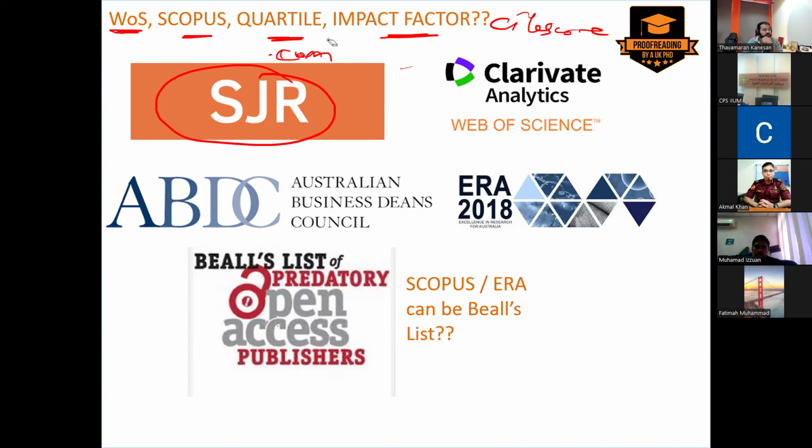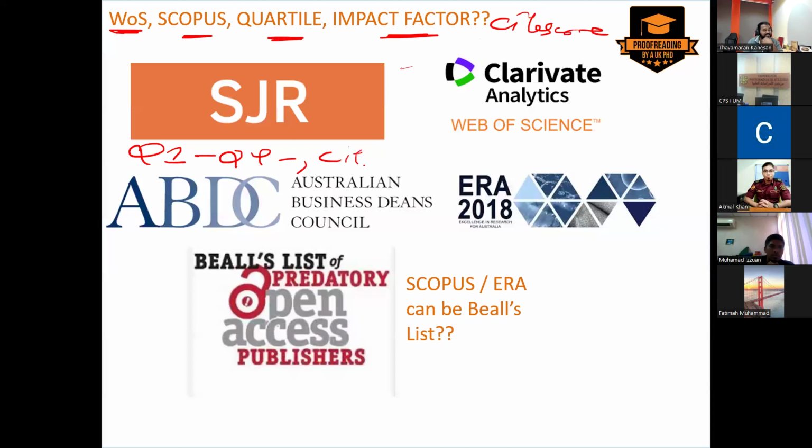Okay. So Scopus uses quartile 1 to quartile 4, as the journals indicate. Quartile 1 to quartile 4. And Scopus uses site score as the scoring metric or citation metric.